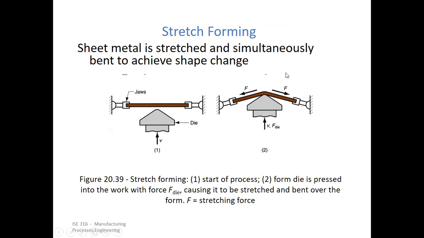For example, stretch forming, right? The first example that we had mentioned was stretch forming. Now, the sheet metal is stretched and simultaneously bent to achieve the shape change. So you can see that the two ends, the jaws, are keeping that in place, right? And then when that die is made to move up, then you have the sheet taking the shape of the die, right? So it is formed after stretching. That is one way to see it.